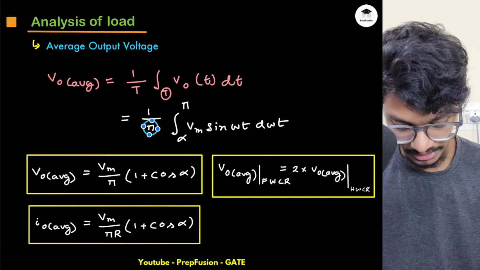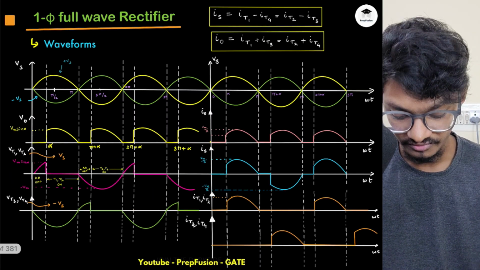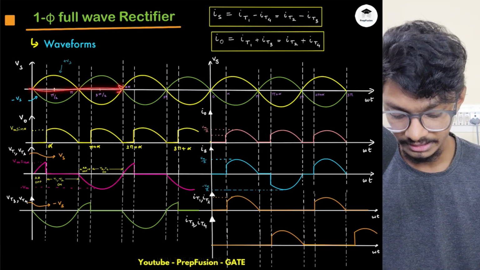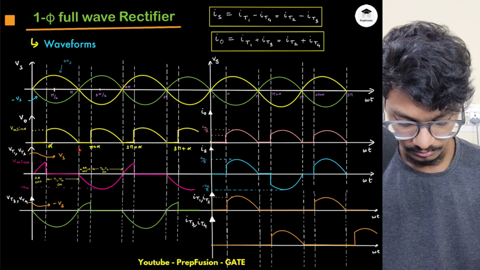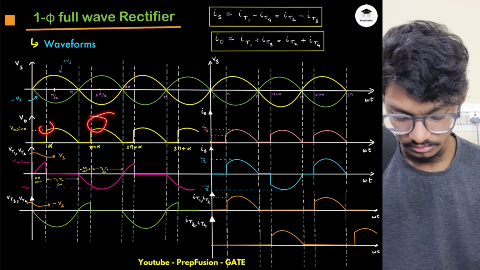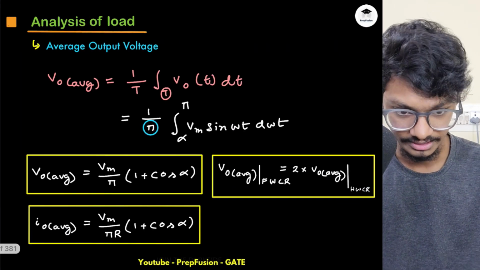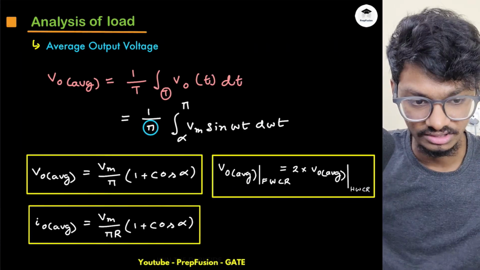And why is it called a 2 pulse converter? Because for a total cycle of the input, I am getting 2 pulses: 0 to pi and pi to 2 pi. So that's why this is called a 2 pulse converter. That also we will come to.